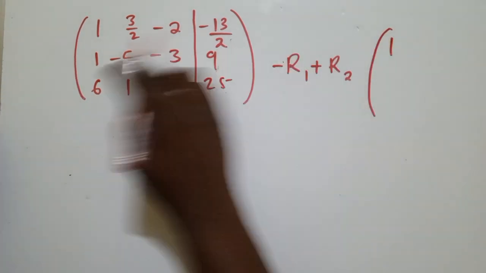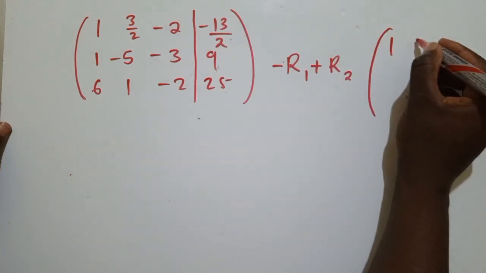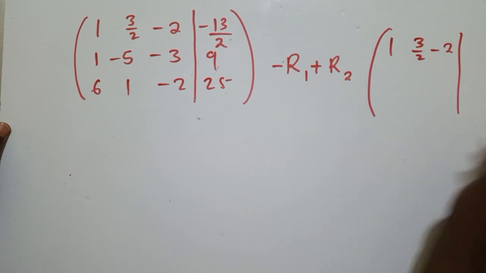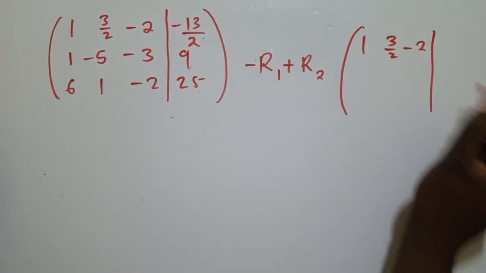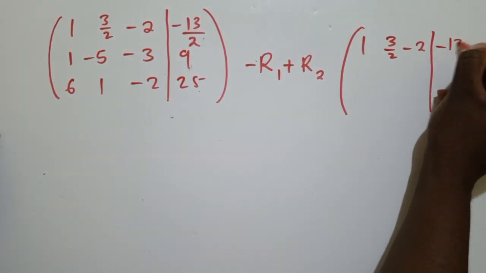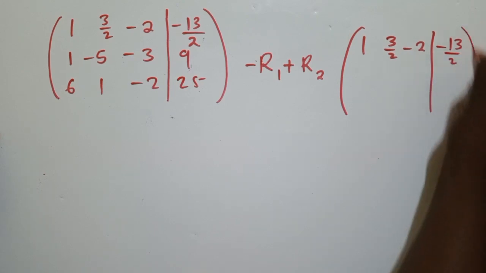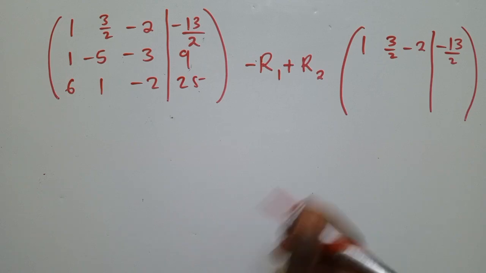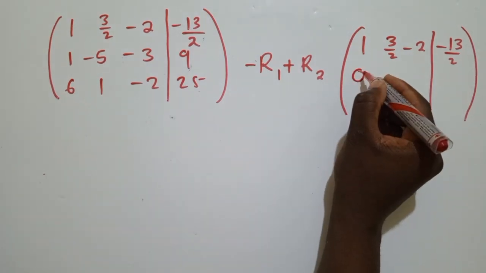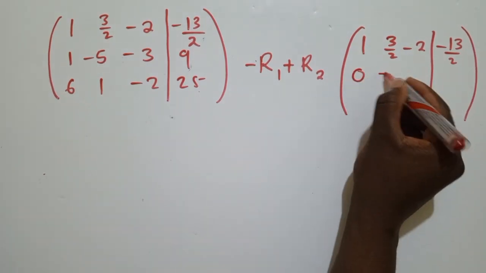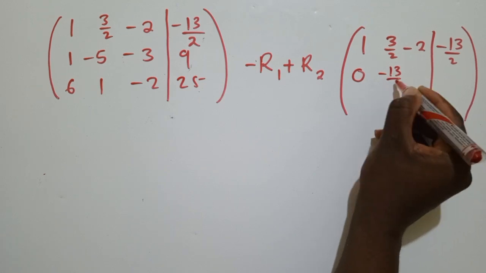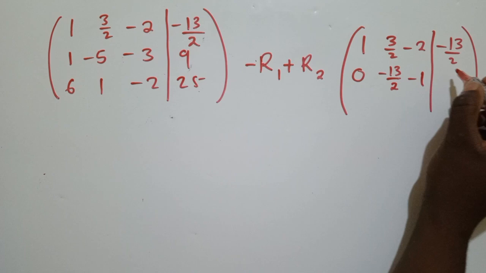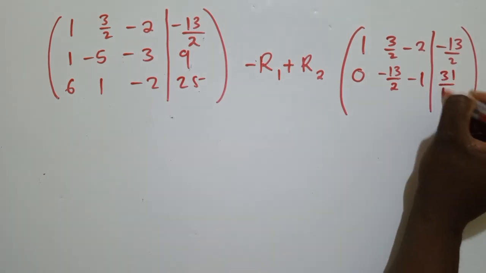The first row is not affected; we just copy the way it looks, with negative 13 over 2 after the bar. The second row will have a 0 here. Hopefully you're following. Here it will be negative 13 over 2, negative 1, and here it will be 31 over 13.